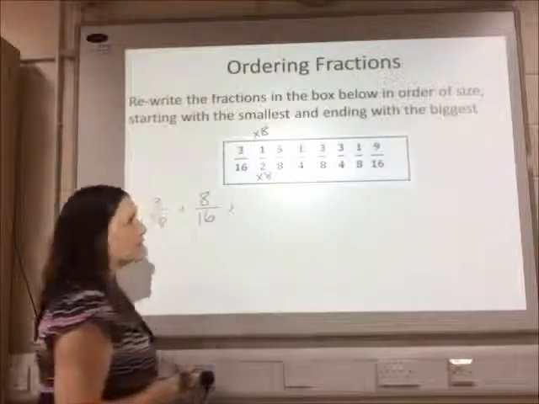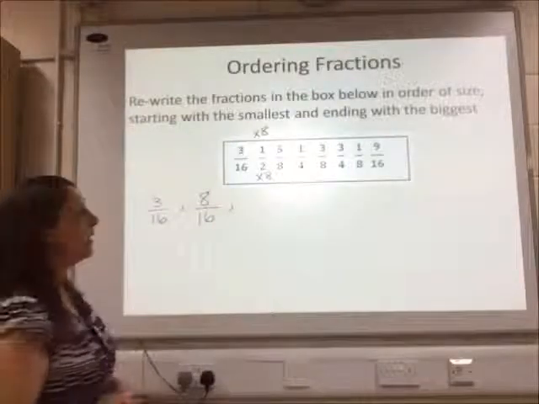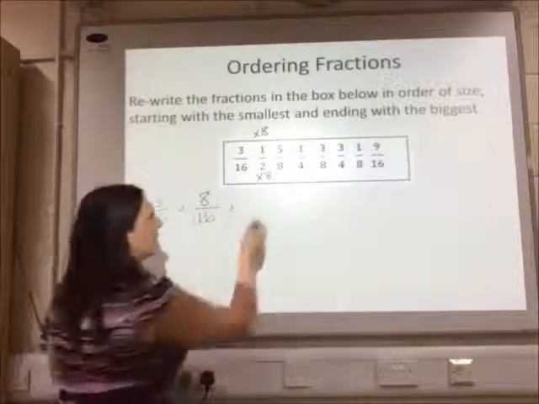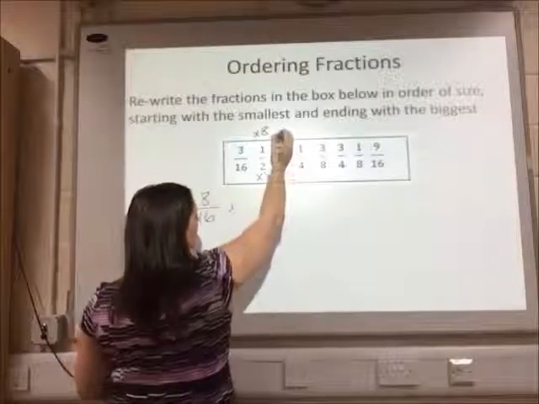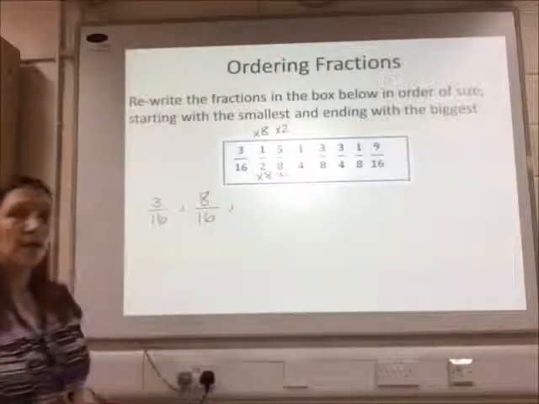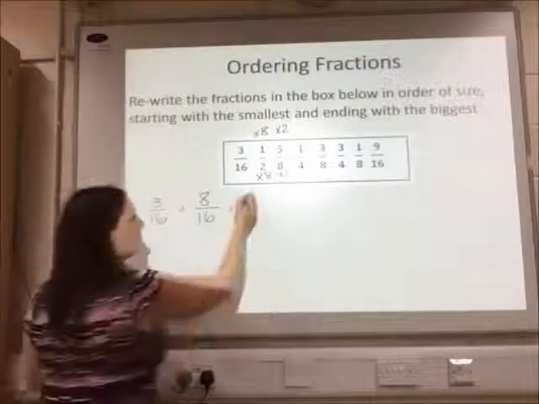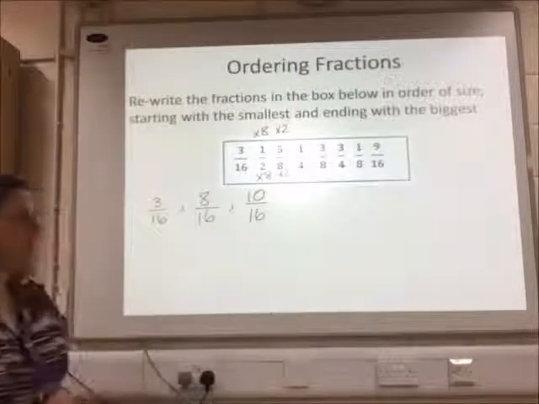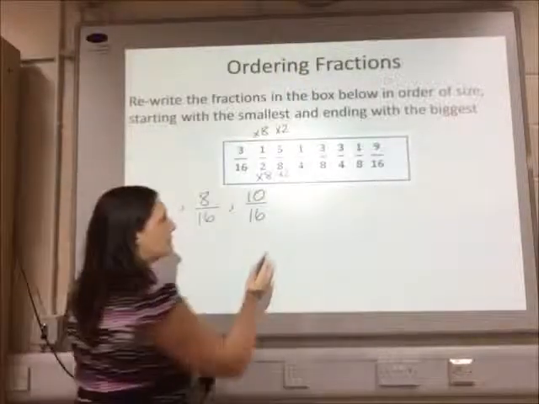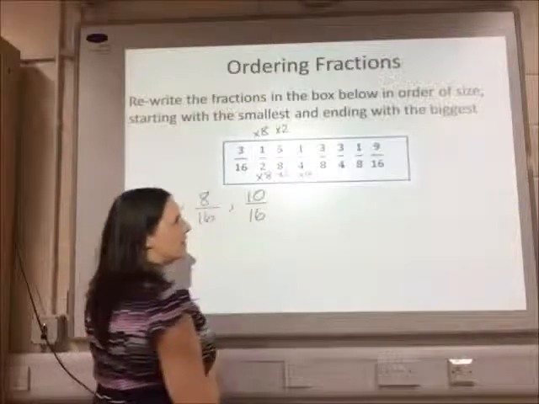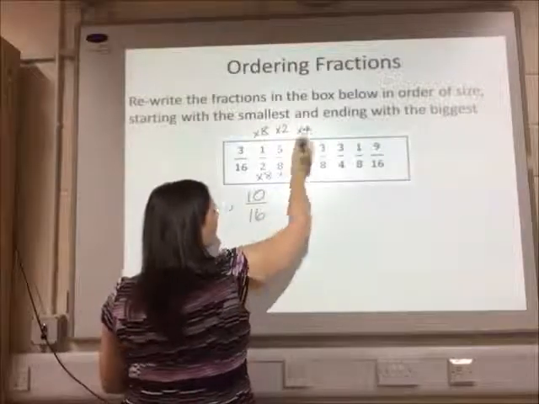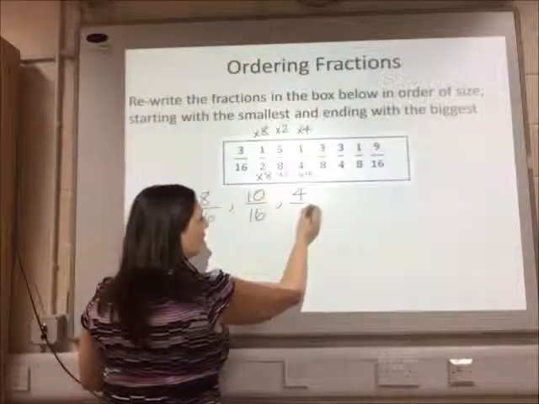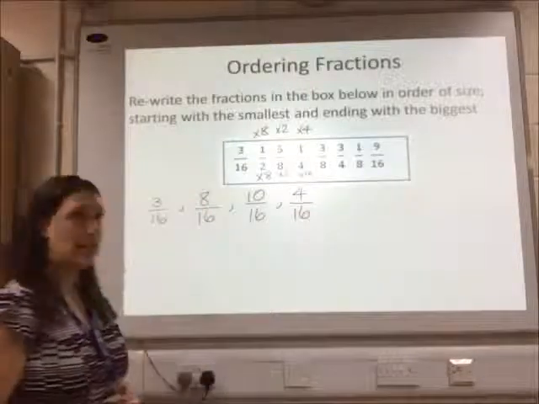If I now look at the next fraction, 5 over 8, I need to work out how many times 8 needs to be multiplied to give you 16. It is 2, so multiply the bottom and the top of the fraction by the number 2. 5 times 2 is 10, and 8 times 2 is 16. Now the number 4, 4 times 4 will give me 16, and so we need to multiply the top by 4 also. 1 times 4 is 4, and 4 times 4 is 16.